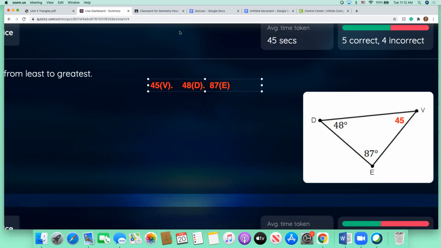So we need to go across from it. Across from V, we see DE. So DE is our smallest. Across from D, we see VE. So VE is going to be in the middle. Across from that 87, we get DV. Okay. Questions on that?